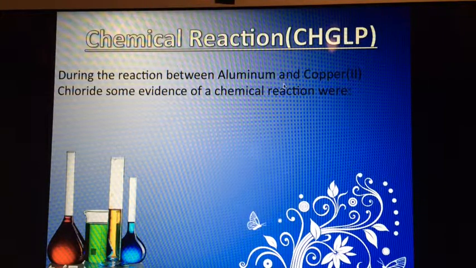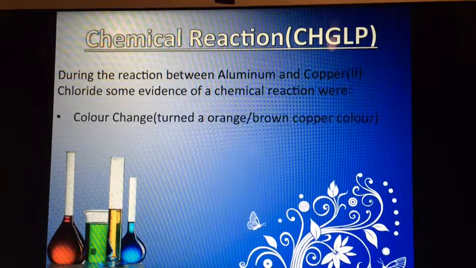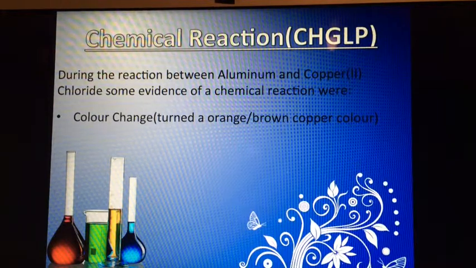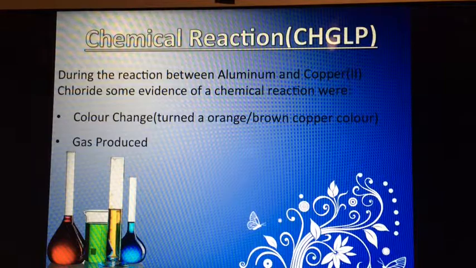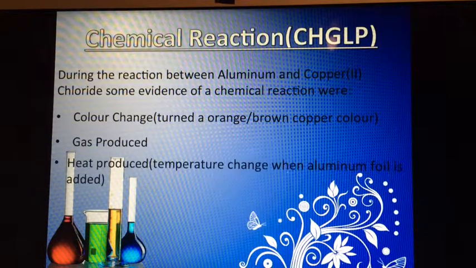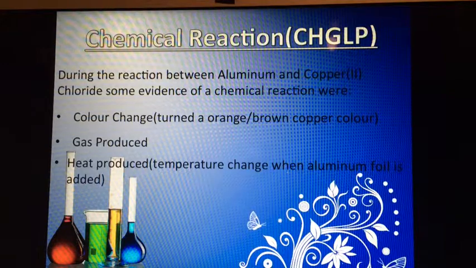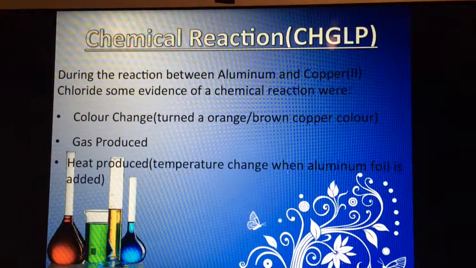So during the reaction between aluminum and copper-2 chloride, which we tested, some evidence of a chemical reaction was color change. It turned an orange-brown copper color as it formed pure copper. A gas was produced, and heat was produced. As we took the temperature at the beginning of the reaction, it changed when the aluminum foil was added, and the temperature went up and increased.